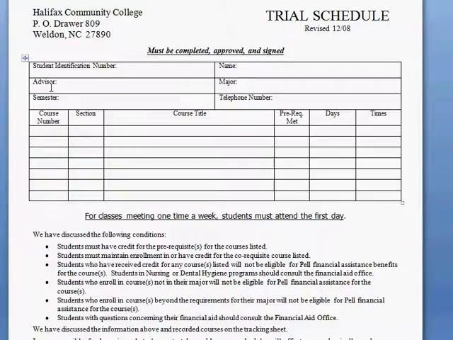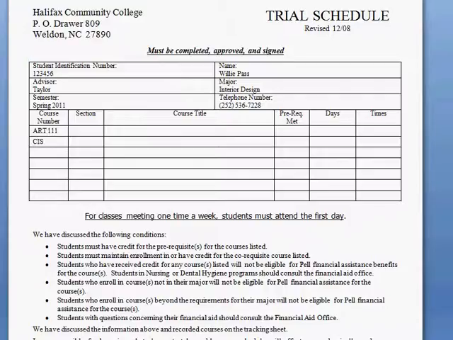So let's say that my student ID number is 123456. And my name is Willie Pass. Let's say my advisor is Mr. Taylor. And let's say I'm majoring in interior design. I'm signing up for spring 2011. And my phone number is 252-536-7228. Right? And I say I know I want to take ART 111.